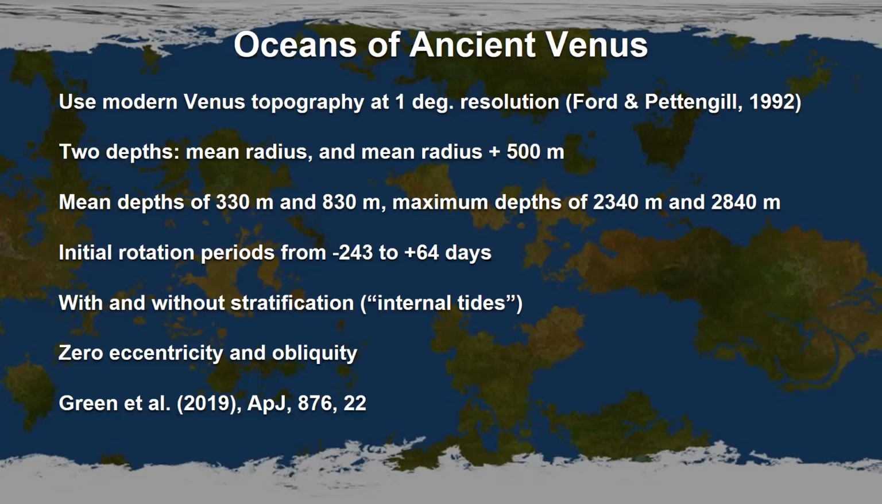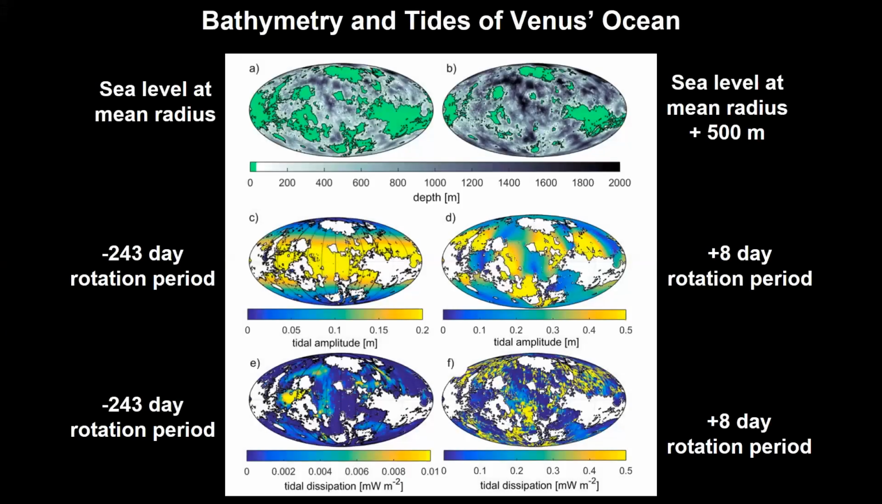And then we looked at a wide range of rotation periods, at least initially. Then we looked at different properties of the ocean, like how stratified it was, and we made some assumptions, such as no eccentricity and no obliquity. I want to be clear that this is just an equilibrium model. There's no evolution here. We just made these assumptions and asked how much energy was being dissipated and what the torque was at the time. This result was published last year in ApJ. So let's get to some of these results.